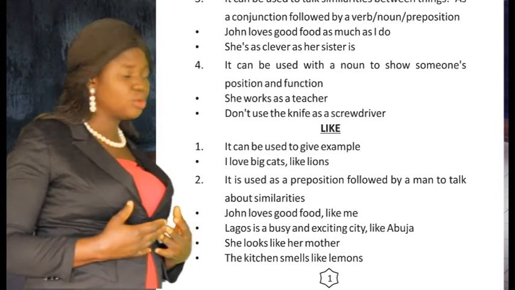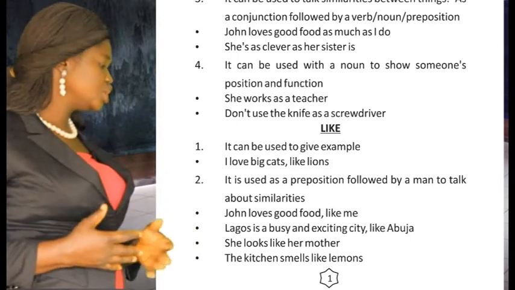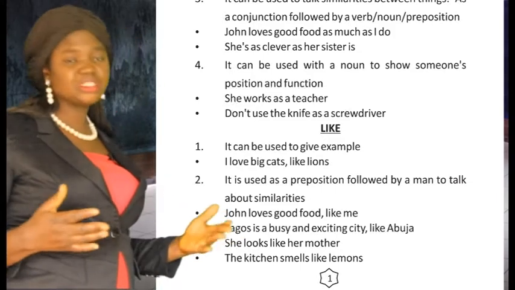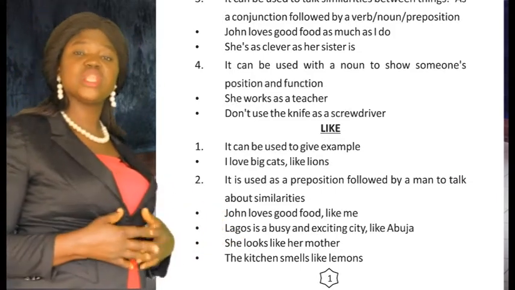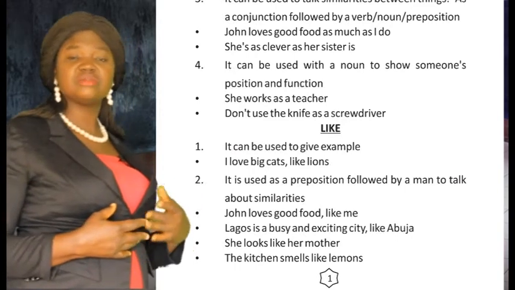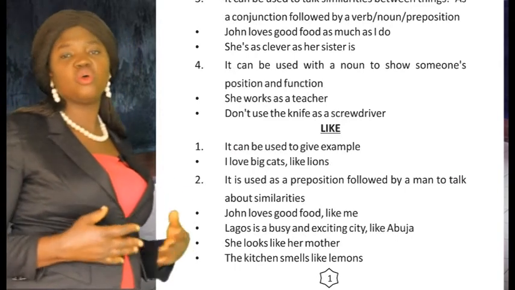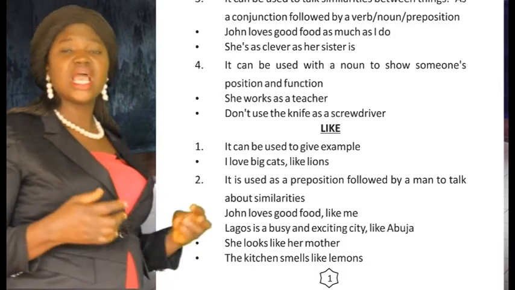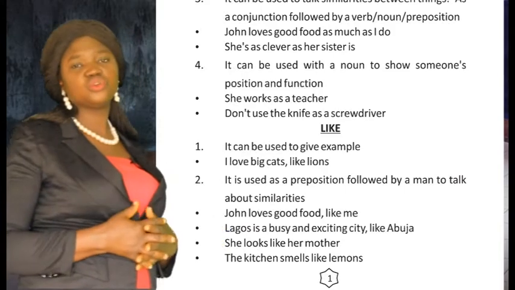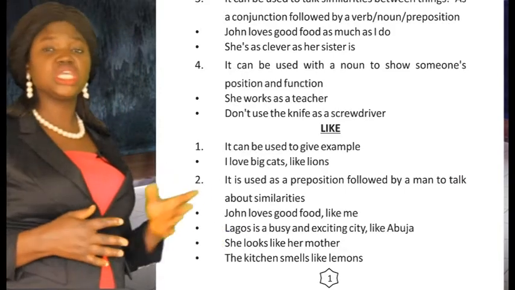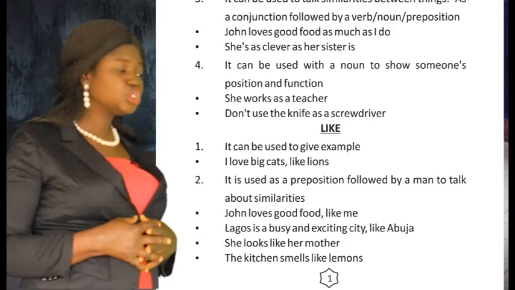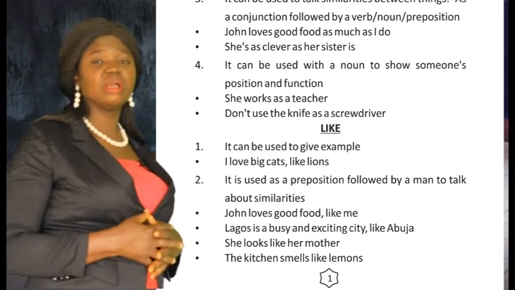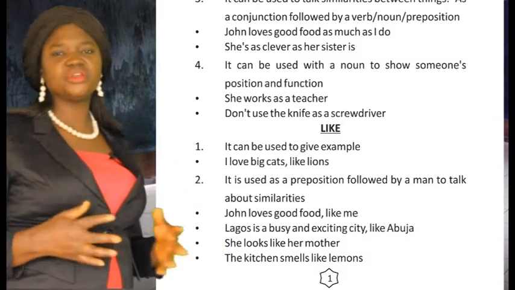The last example that we'll look at is, the kitchen smells like lemons. The kitchen smells like lemons. That means when you enter the kitchen, there's a particular smell that you perceive, and that smell is the smell of a lemon. So you see, we use like there as a preposition and lemon as what? A noun, to show what? Similarities between the kitchen and the lemon. So children, we have been able to look at the concept of as and like, how we can make use of as and like in comparison.